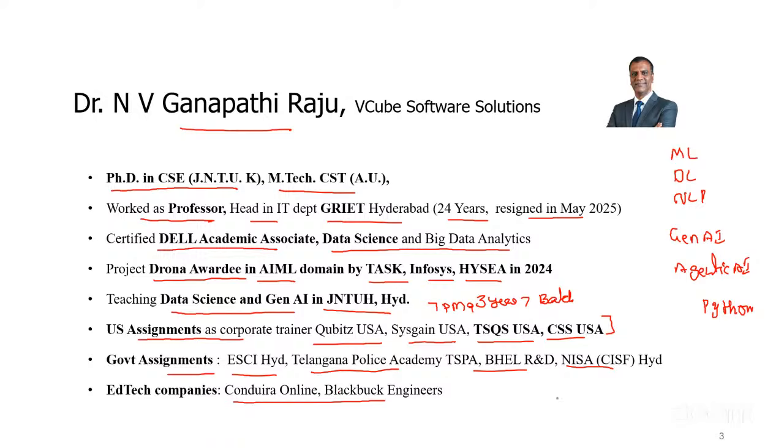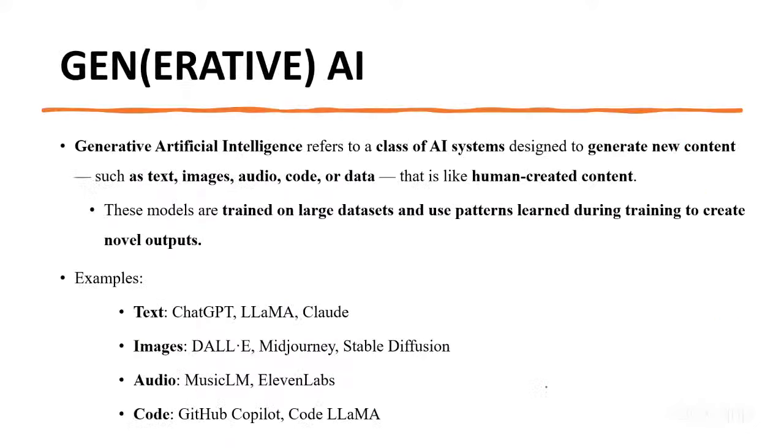I welcome you all to today's session on generative AI with Google Gemini LLM models. First of all, I will start with what is generative AI. Generative AI is a kind of AI system designed to generate new content. What kind of content is it? It will be text data or image data, audio data or source code.